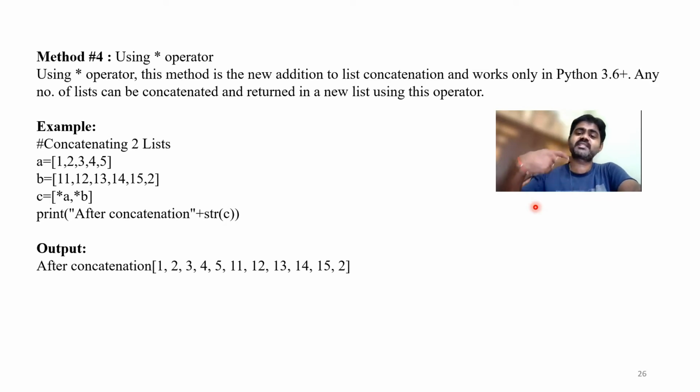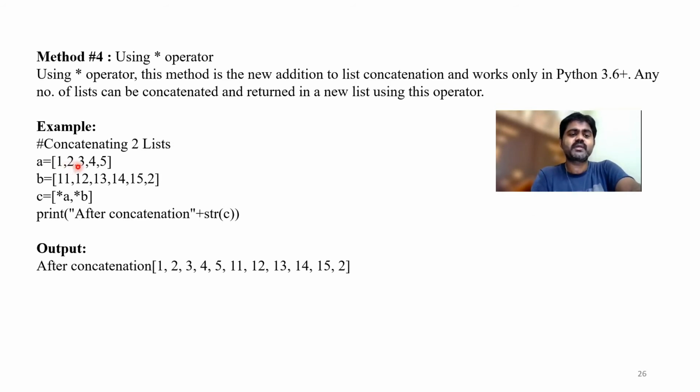So after Python versions 3.6 and 3.6 plus, like 3.7, 3.6.5, 3.8. We're currently working on 3.8. So versions 3.6 plus, it works. Any number of lists can be concatenated and returned in a new list using the star operator.